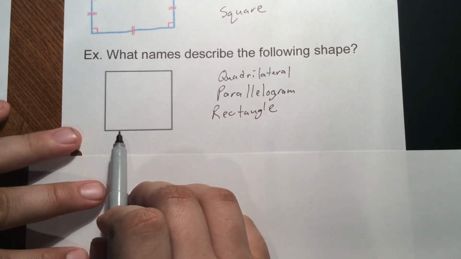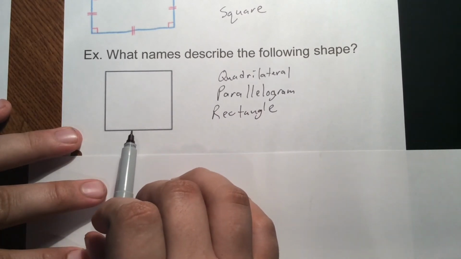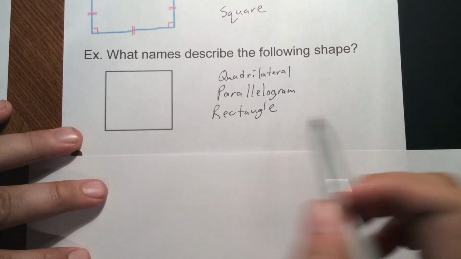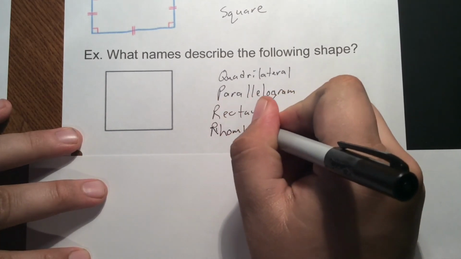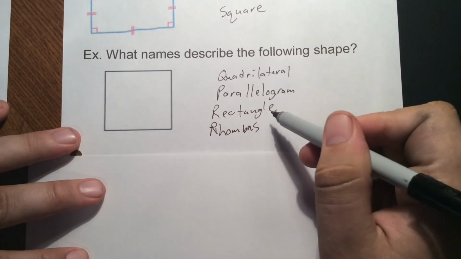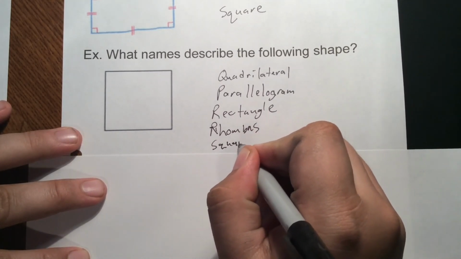Are opposite sides the same? Well, yeah, it looks like opposites are the same. Are all 4 the same? Yeah, it really does look like they're all 4 the same length. So that makes it a rhombus. And we know if it's a rectangle and a rhombus, that's going to make it a square.